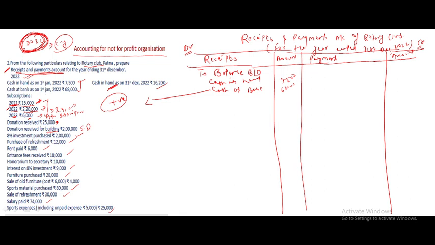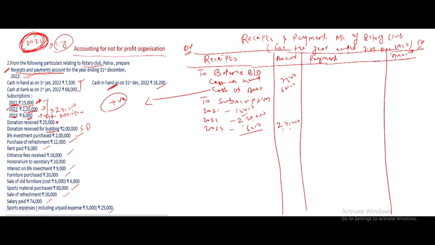Okay, next, subscription. Subscription is a revenue receipt recorded on the debit side. To subscription: 2021, 15,000. It means subscription due in 2021 received in the current year, so it is recorded in the current year. 2022 subscription received 2,20,000, and subscription received for next year, this is advance subscription, 2023, 6,000. Total subscription received in the current year is 2,41,000.